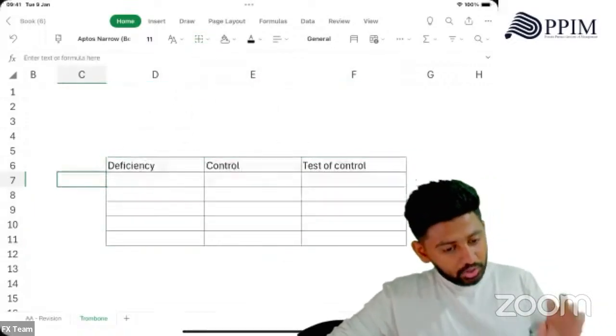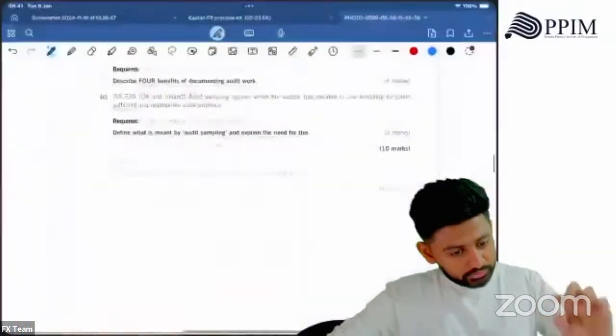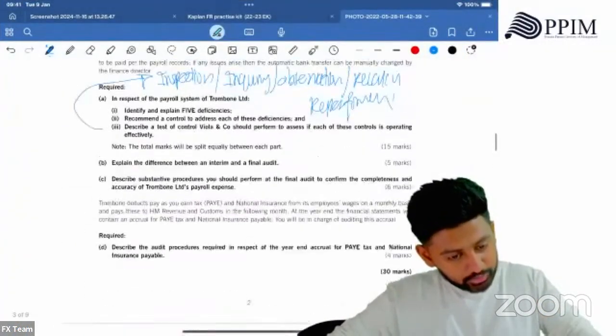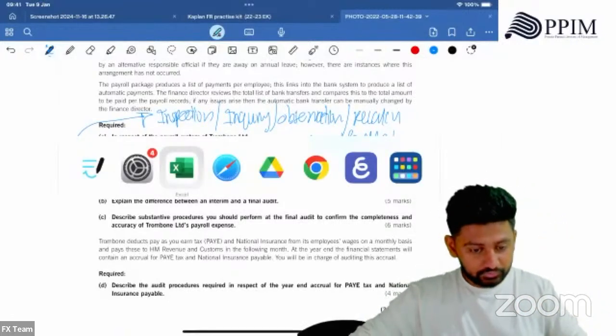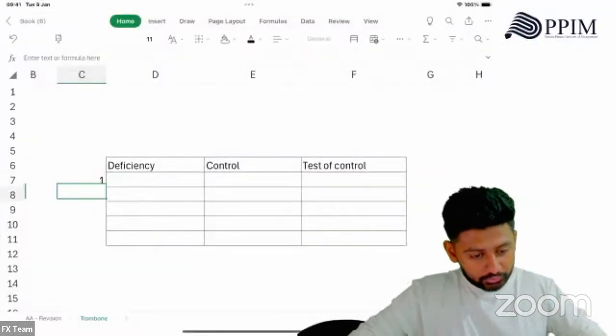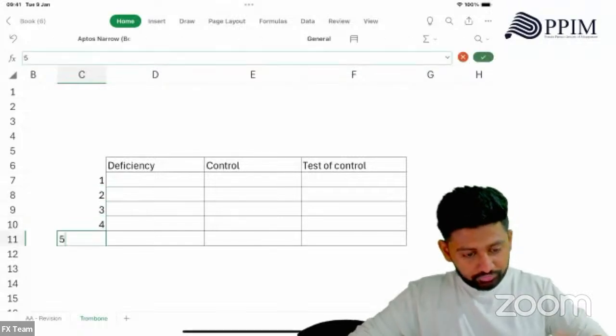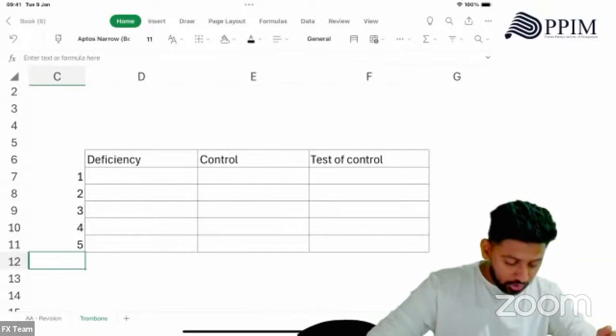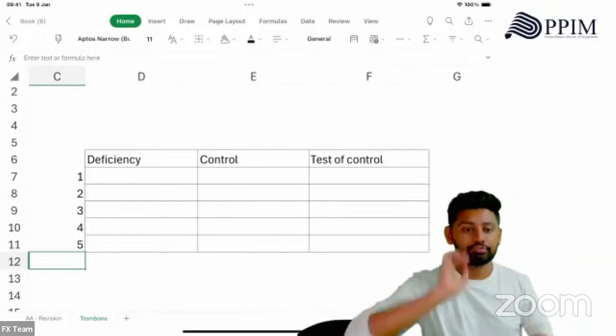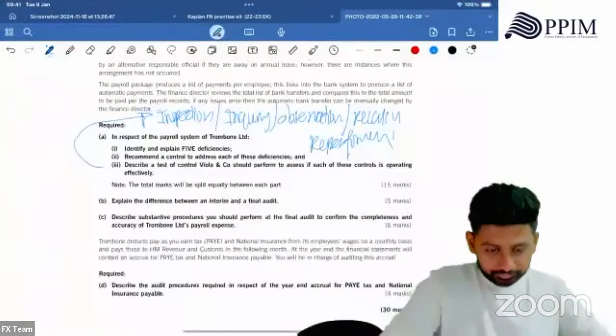In the exam, how many should I give? There you go. In the exam, I'm supposed to give 5. 1, 2, 3, 4, 5. I'm going to identify the deficiency. For a deficiency, I'm going to give a control. For the control, I'm going to give a test of control. Okay, let's start.